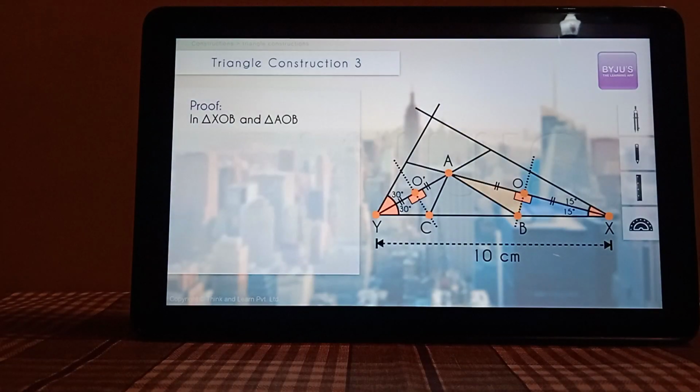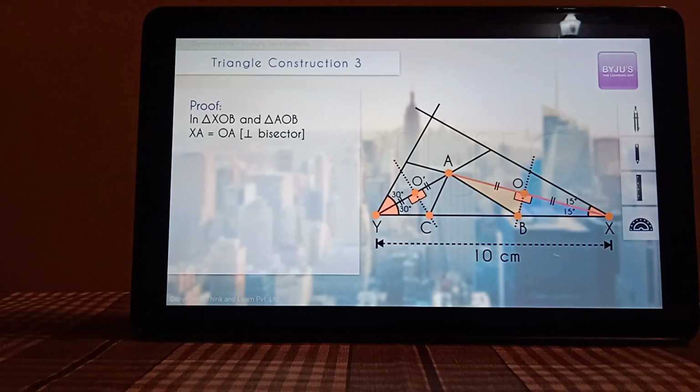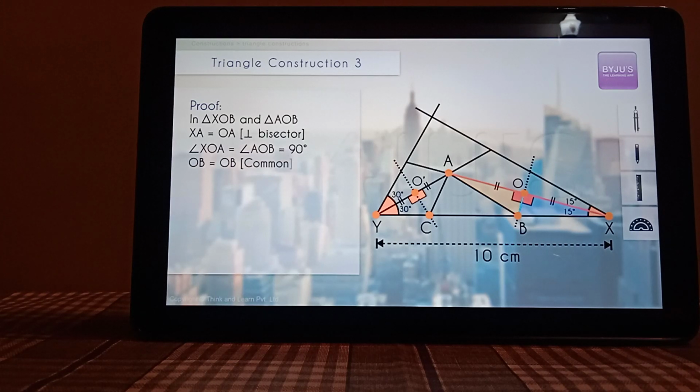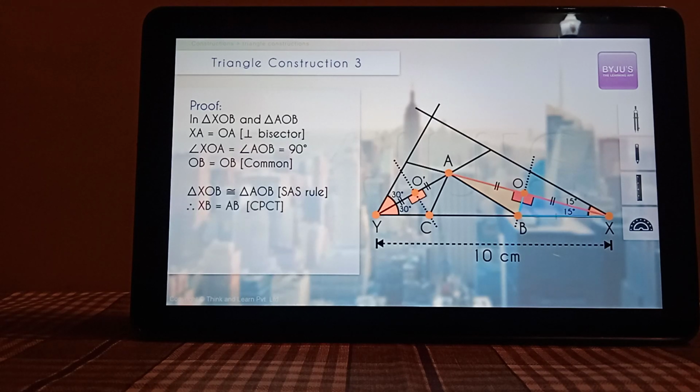Look at these two triangles. These two triangles are congruent. Why? SAS test. See, this length is equal to this length because we drew a perpendicular bisector. Similarly, this angle is equal to this angle. Perpendicular bisector, right? So both are 90 degrees. And this side is a common side. So by the SAS test, these two triangles are congruent, correct? If these two triangles are congruent, automatically this length XB will be equal to this length AB.